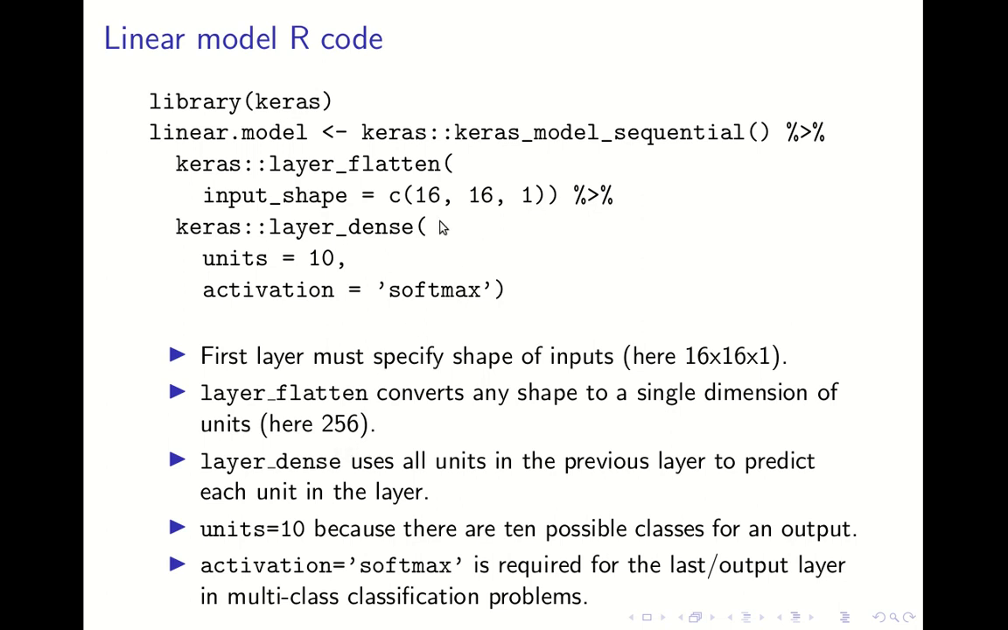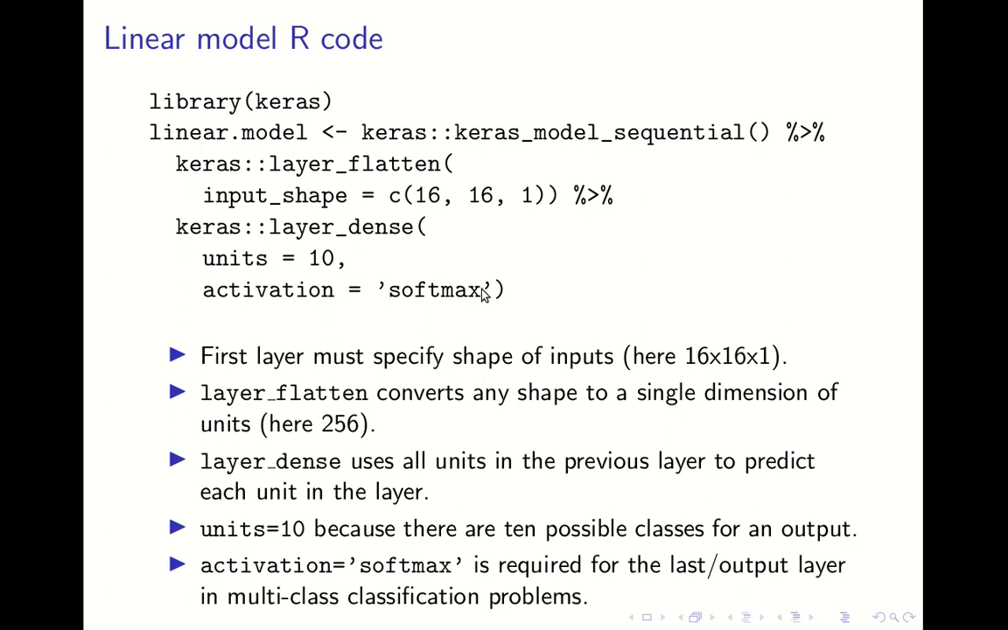numbers. After that, we're plugging into this layer_dense object, which has 10 units here, because that's the same as the number of possible classes for an output, right? There's 10 different digits, so we have 10 units in this final output layer. And this activation equals softmax is required for the last or output layer in all multi-class classification problems. That's just something that ensures that all of the predicted probabilities of each class sum to 1.